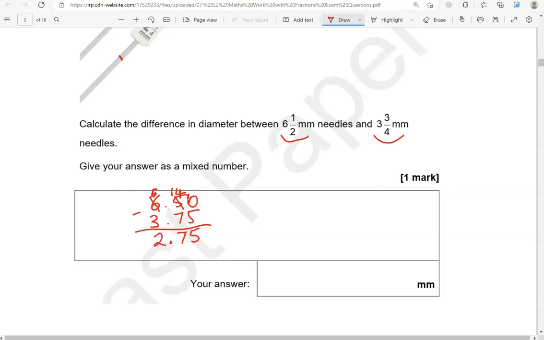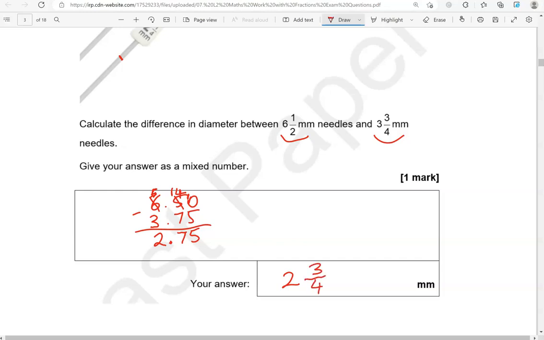So 2.75. 2, that's 2 whole ones. And 0.75, that is 3/4. So 2¾ would be the answer.